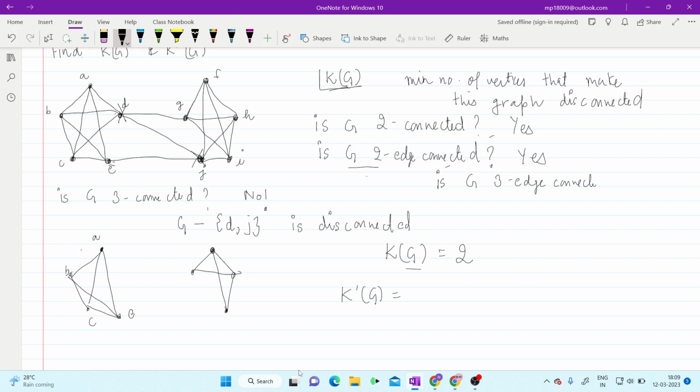No, it is not 2 edge, 3 edge connected. Because on removal of 2 edges, the graph cannot be disconnected. Can you repeat what you're saying? By removing 2 edges, the graph cannot be disconnected. So it is 3 edge connected. So why is it three? If we remove any two edges, this graph remains connected, right? Yes.